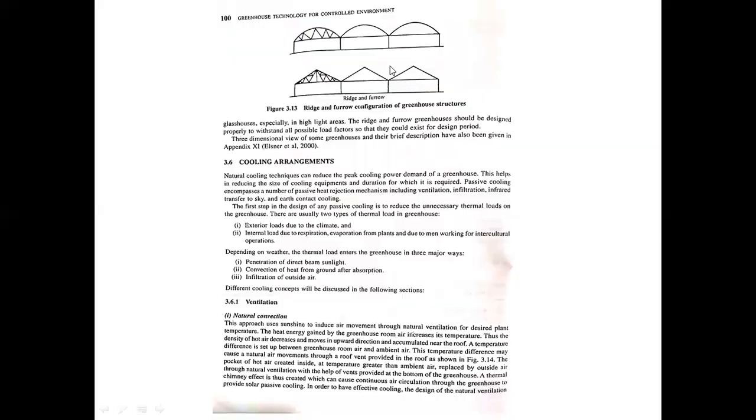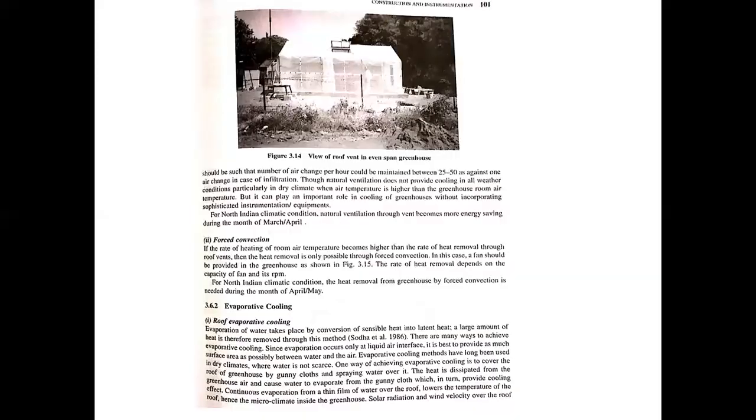Okay, so here also in figure 3.14 they have shown the exhaust passage, from where the warm air is passed. Then they have also told that the chimneys are also used for greenhouse air circulation. Okay, the natural circulation is provided through it.